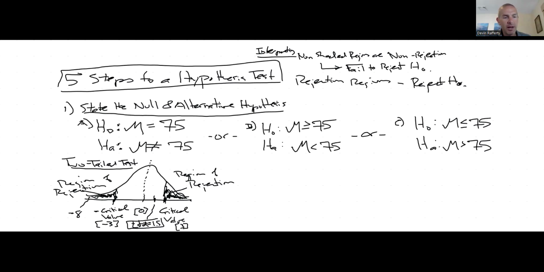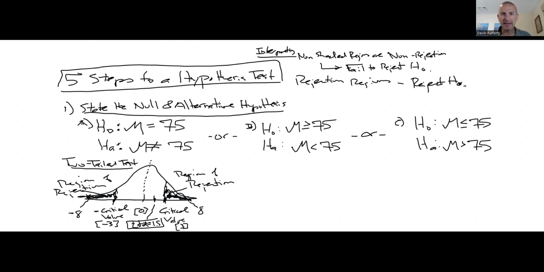-8 on a number line, right? -8 is to the left of -3. Same thing goes for +8, if I ended up with a test statistic of +8. +8 and -8 are past -3 and +3.